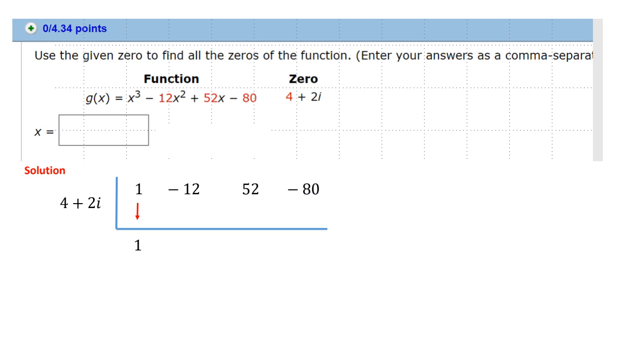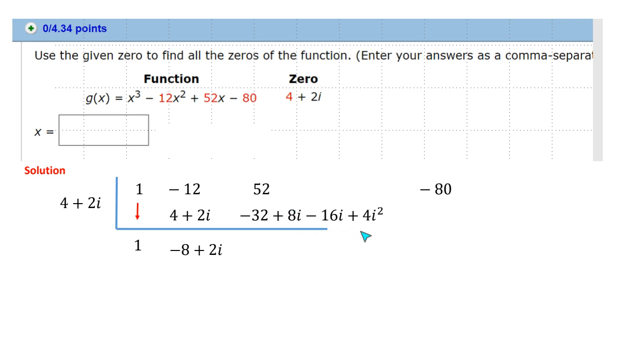So I bring down my 1. And then 4 times 1 is 4. 2i times 1 is 2i. -12 plus 4 is -8 plus 2i. So now we're going to multiply this factor times this. So 4 times -8 is negative 32, 4 times 2i is 8i, 2i times negative 8 is negative 16i, and 2i times 2i is 4i squared.